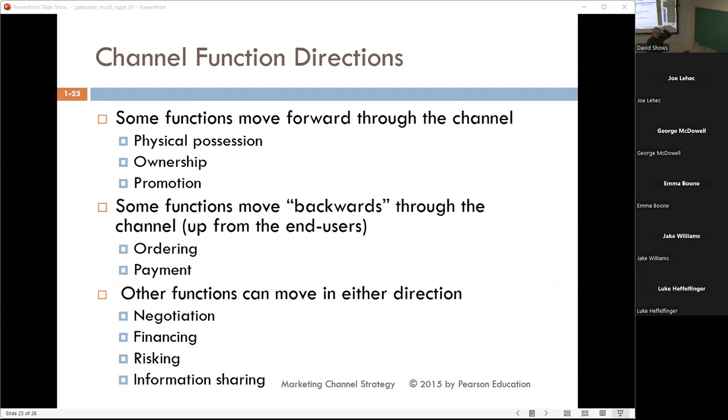So some other things, just remember, some move forward through the channel, like physical possession and ownership. Some move backwards, like ordering and payment, and some move in both directions, like risk and financing and information sharing. And as I said, in my own firm belief, information sharing is probably the top.